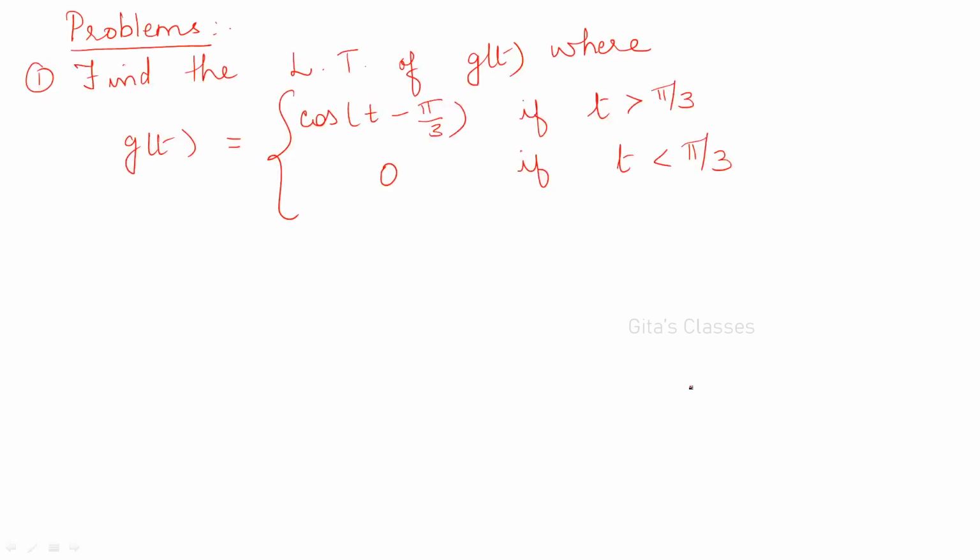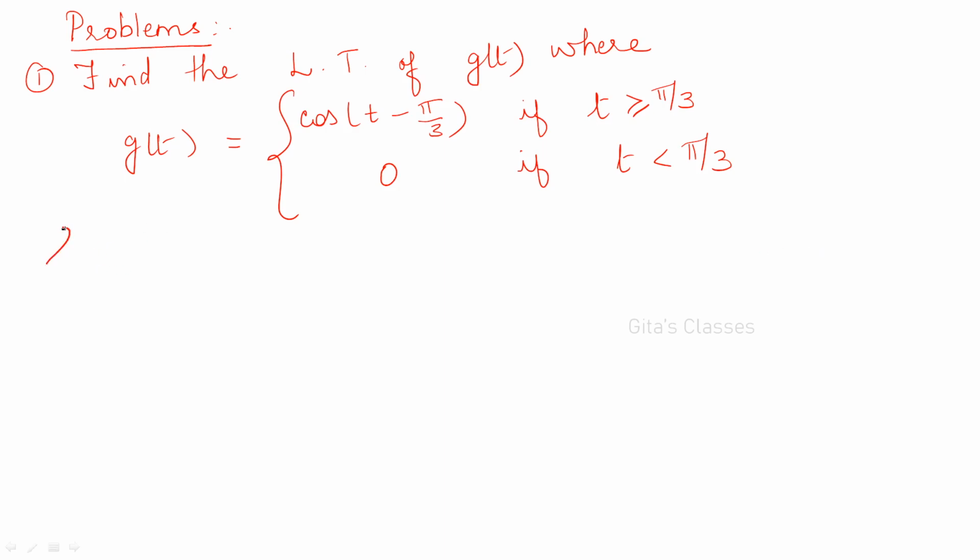Let us do some problems on that. Find the Laplace transform of the function g of t, where g of t is equal to cos of t minus pi by 3 if t is greater than pi by 3, or you can say greater than or equal to pi by 3 also, and 0 if t is less than pi by 3.